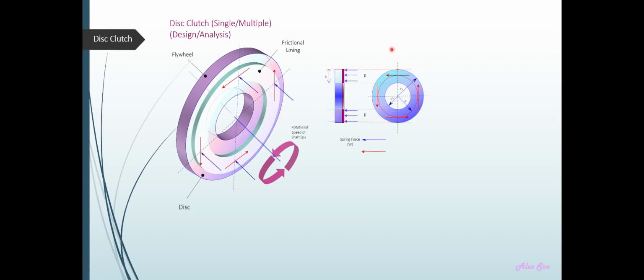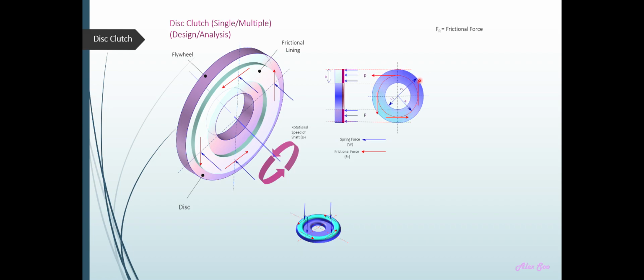Okay, so here you have another diagram showing you the spring force, that is the blue ones, and the frictional force, those are the red ones. So this red circle here is the mean radius. The distance from the center to the circle is the mean radius. Okay, and so another diagram here.